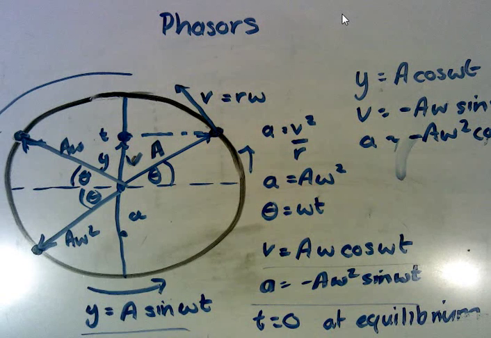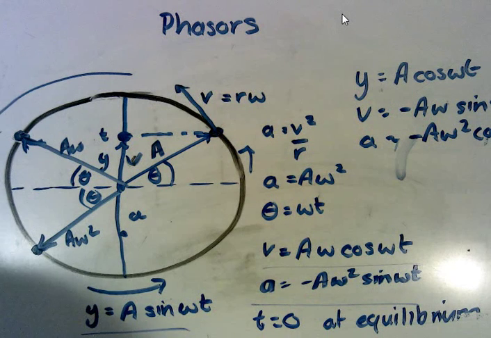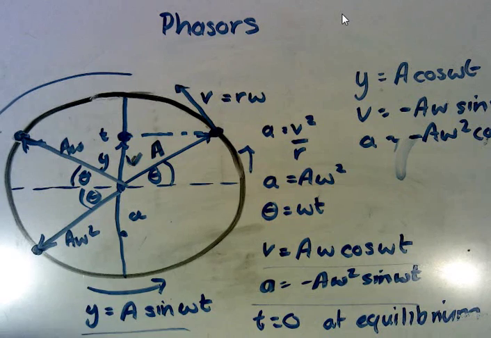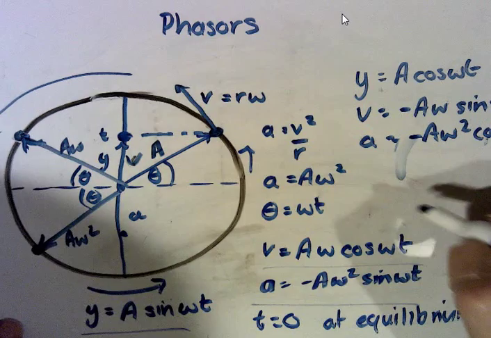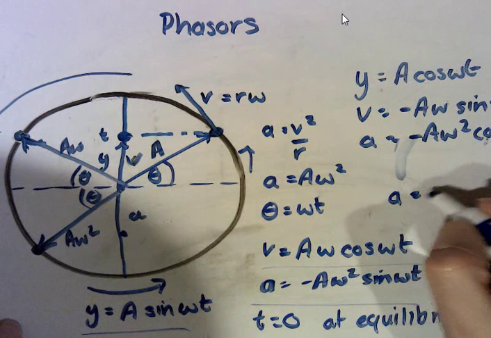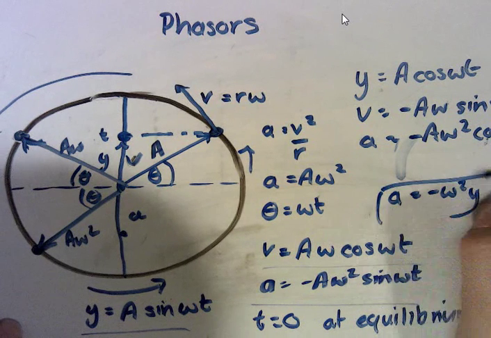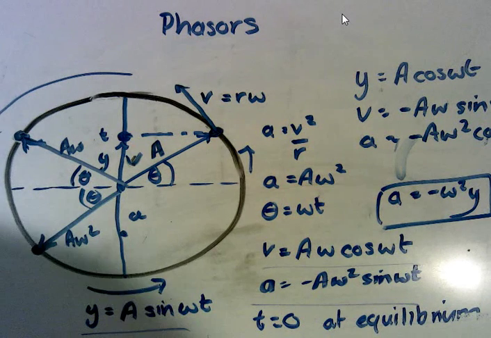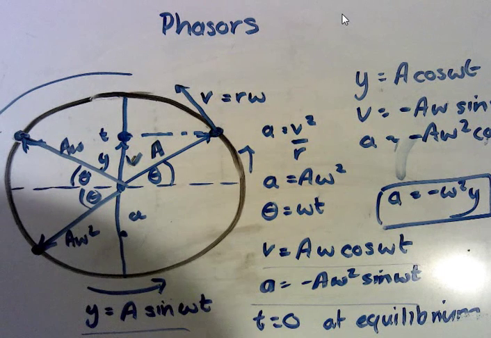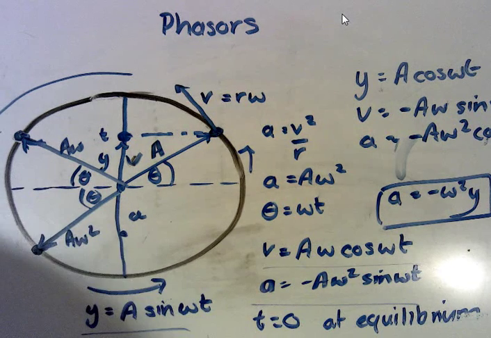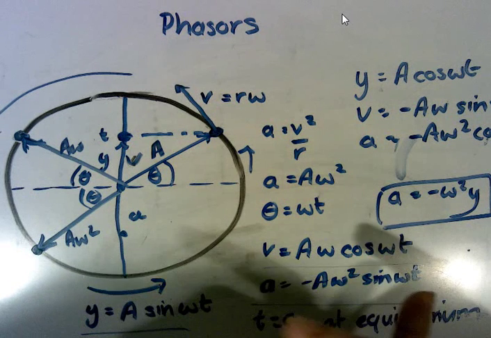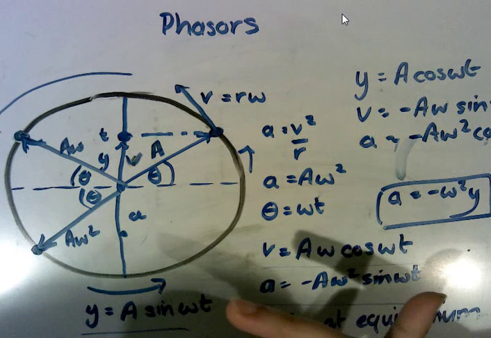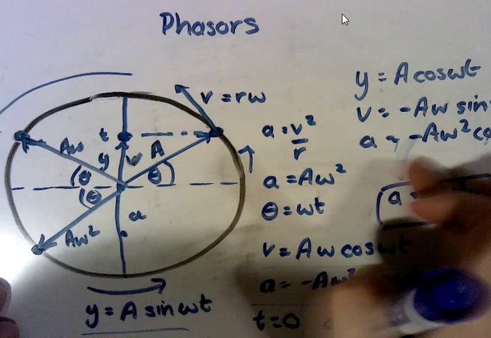The other thing just to be aware of is there are also those special cases where you've got things being at a maximum. If you think about the angles, these equations simplify right down to just these parts at the beginning. So y equals a, v equals aw, and a equals minus aw squared. So have a look at your special cases as well when these things are a maximum. And that basically covers phasors.